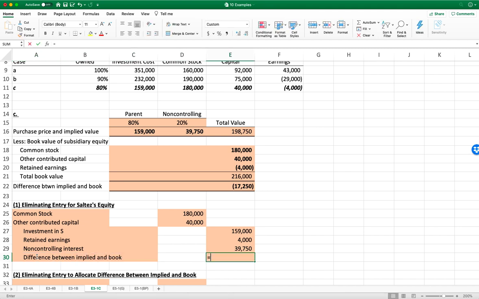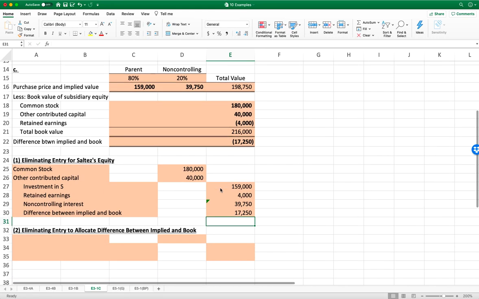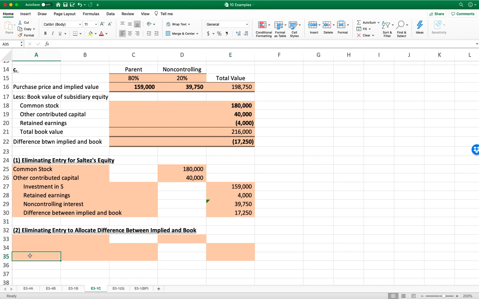Again, I'm doing one more step than what your book does. If you want to see what your book does, all you need to do is take entry 1 and entry 2 and collapse them. Any accounts that have the same name, you're just going to add them together or net them out, depending, and then you would get the entry that your book would do. So in step 2, we're going to get rid of our difference between implied and book. We originally credited it, so this time we're going to debit it.